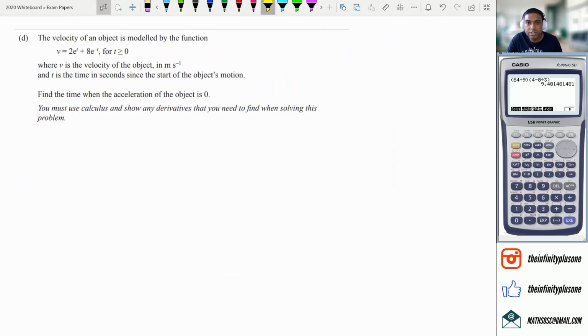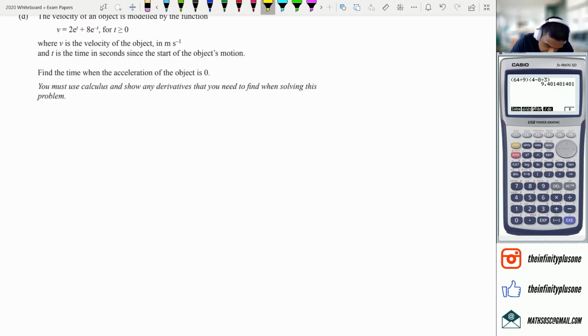All right, on to question D. So with question D, what we've got is we've got velocity of this object, blah, blah, blah, t. Find the time when acceleration of the object is 0. Okay, so we've got a velocity function, which means we differentiate it to get the acceleration function. So let's do that.